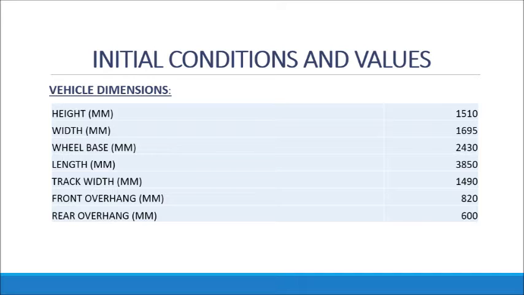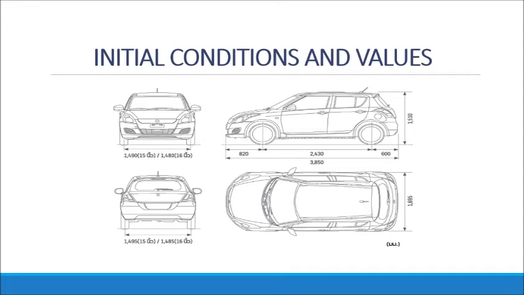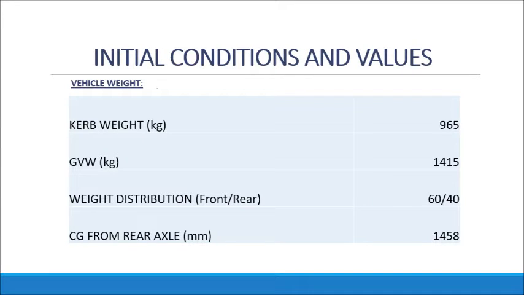Overhangs are the length of a car that extend beyond the wheelbase at front and the rear. The front overhang is 820 millimeters and rear overhang is 600 millimeters. Here are the four figures showing all the dimensions of the car in the front view, top view and side view. Curb weight of the car is the weight without the baggage or the occupants, and it is 965 kgs.